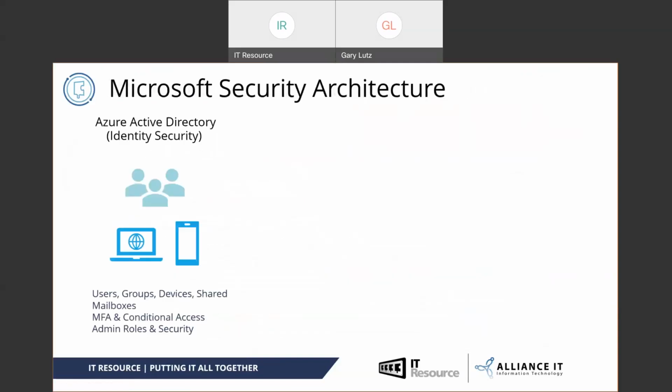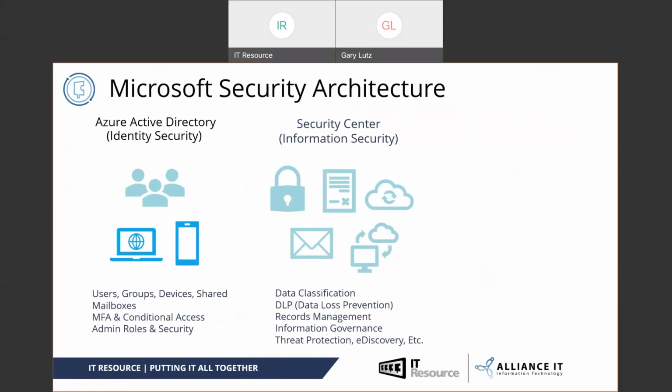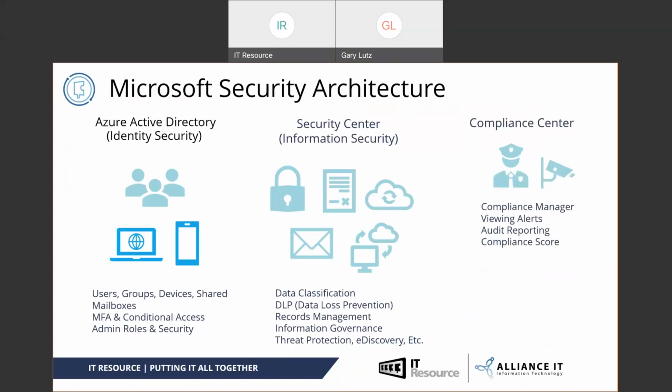So here's how we really want to look at Microsoft security architecture. This is the primer for understanding how you can set up security in Microsoft 365 and Azure. We have different pillars in here. Microsoft's architecture has Azure Active Directory, and think of that as identity. Anything that's an identity is a user, a group, a device, a shared mailbox, et cetera. Then they have the Security Center and Information Security. Azure Active Directory and identity security is different than securing your information and your data, which is the second pillar.